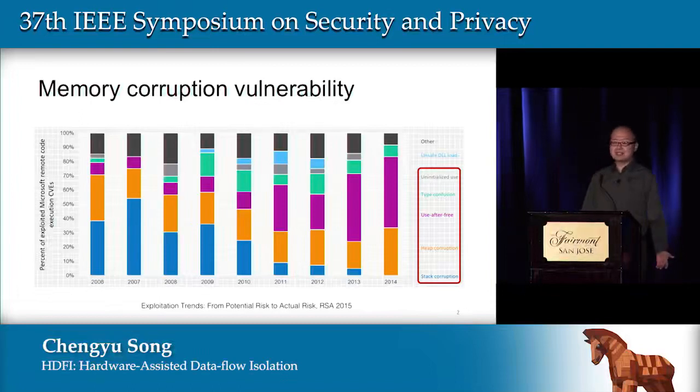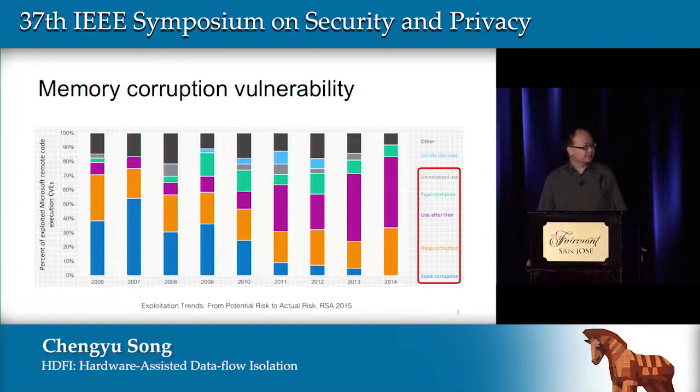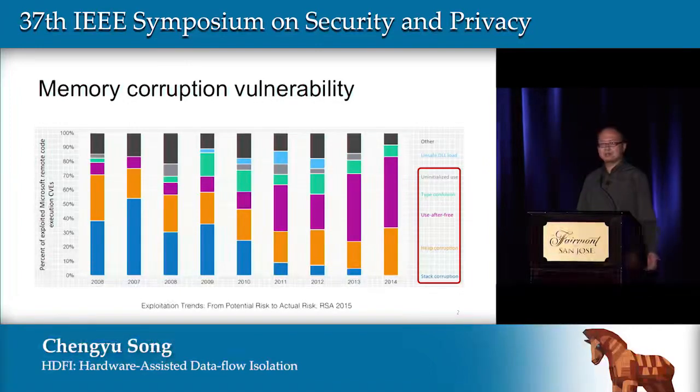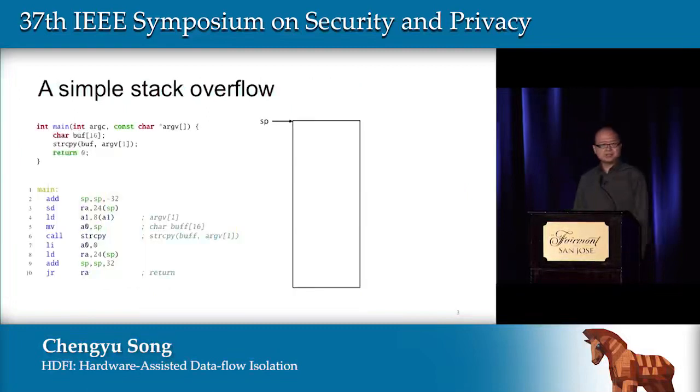And according to the statistics from Microsoft, memory corruption vulnerability is the dominant root cause for remote code execution on Windows. So to understand how memory corruption vulnerabilities can be exploited and prevented, let's use this very simple stack overflow example as a running example.